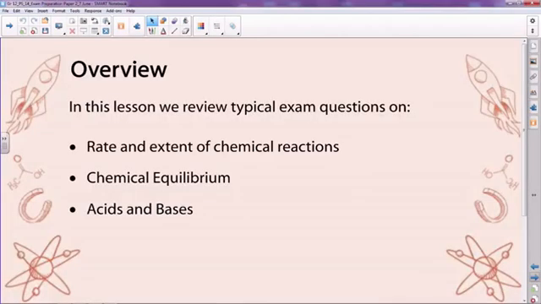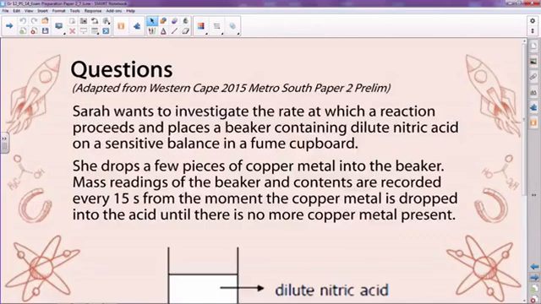Let's start with rate of reaction, and this is from a Western Cape prelim. And it says to us that Sarah wants to investigate the rate at which a reaction proceeds. Great. Places a beaker containing dilute nitric acid. So whenever we read, we always need to make sure we underline or highlight important information. On a sensitive balance in a fume cupboard. The sensitive balance is an electronic scale, and it's sensitive, so it shows small changes quickly.